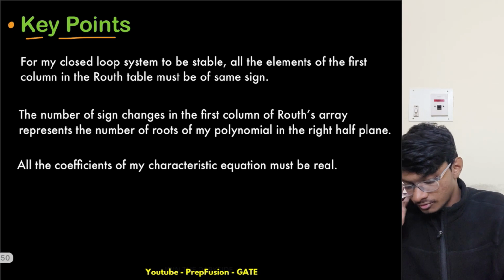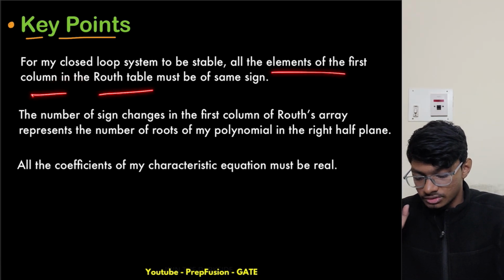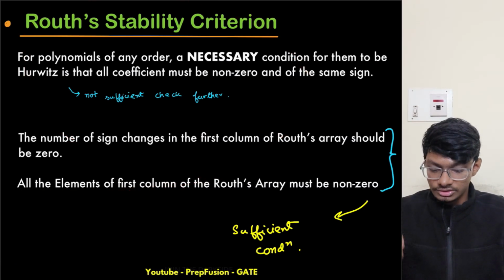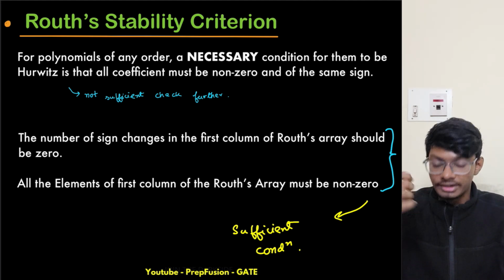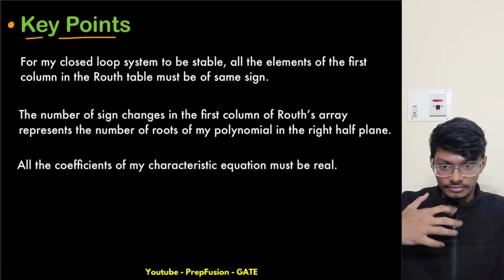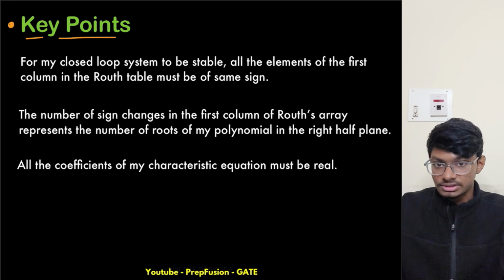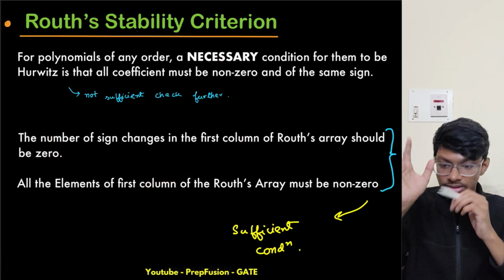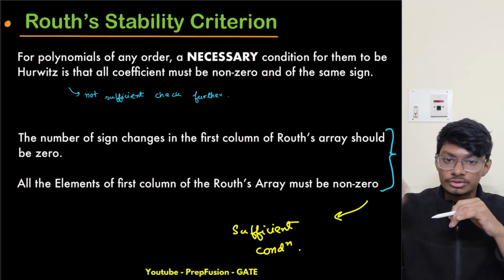So what is the key point? For my closed loop system to be stable, all the elements of the first column of the Routh table must be of the same sign. This was the stability criterion. This is valid for any polynomial. But what we're interested in is the characteristic equation of our system. So this is talking about the stability of my system. Previously it was global, right? Routh stability just gave one statement about the location of the poles, the distribution of the poles.